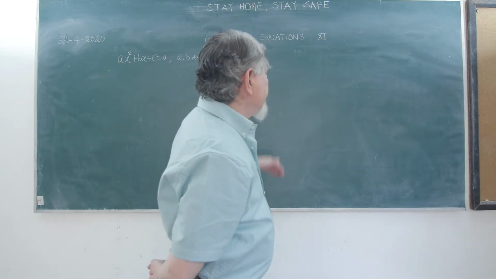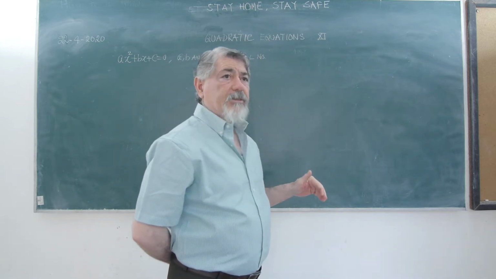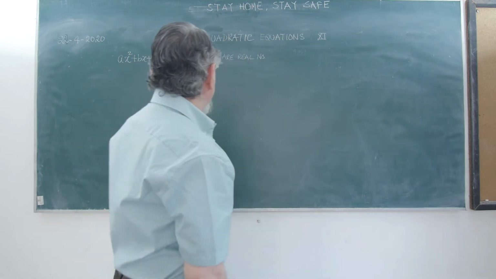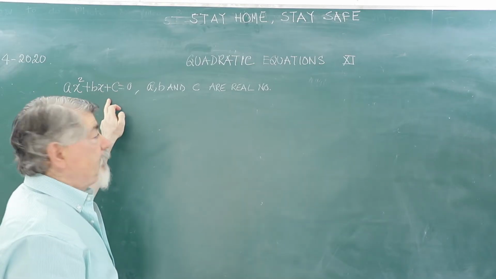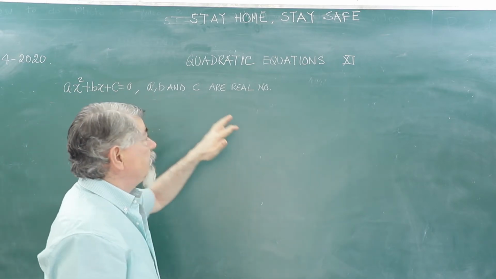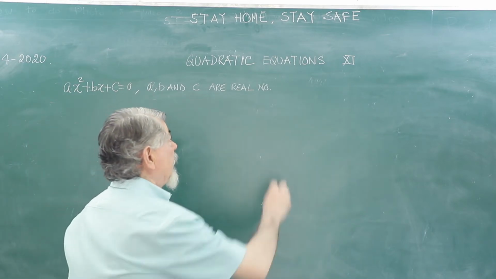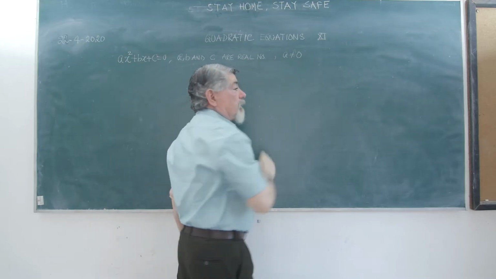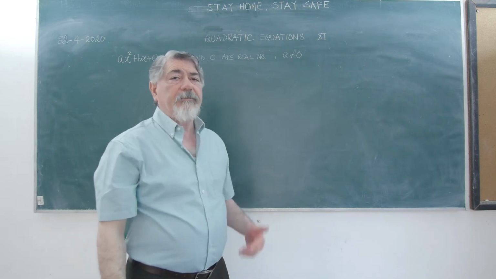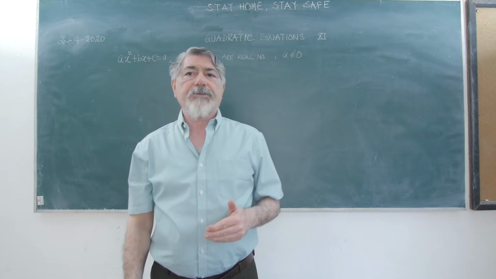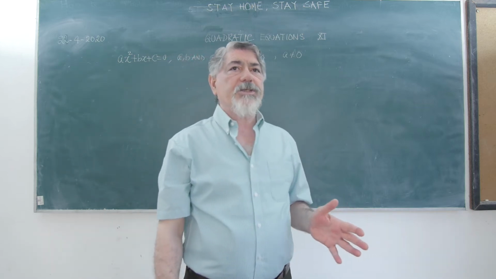Today we are going to recap a little bit about quadratic equations. We'll talk about the roots of the quadratic equation. For example, ax square plus bx plus c is equal to 0, where a, b and c are real numbers and a is not equal to 0, is a general quadratic equation, where a is the coefficient of x square, b is the coefficient of x and c is a constant term.